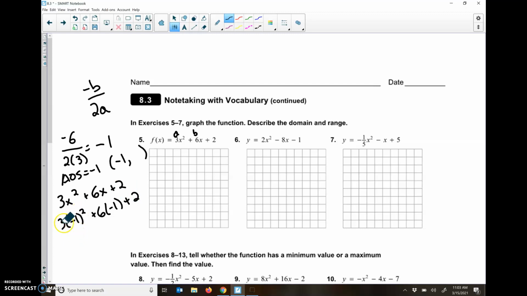So -1 squared is just 1. 1 times 3 is 3. 6 times -1 is -6, and then plus 2. So then here we have 3 minus 6 is -3, and -3 plus 2 equals a -1. So we should have something like that at -1. So I'm going to graph this for you in Desmos right there, and I bet my axis of symmetry and my vertex are going to be right there with that -1, -1.